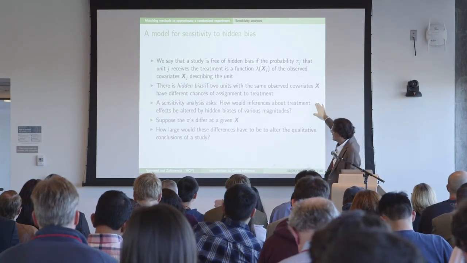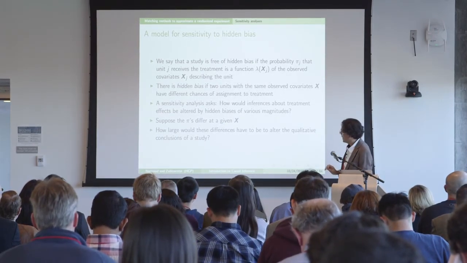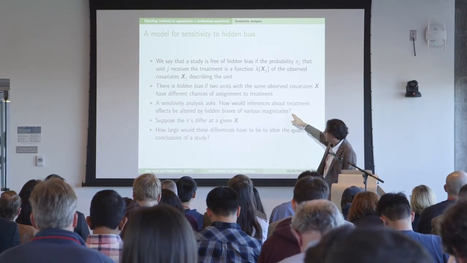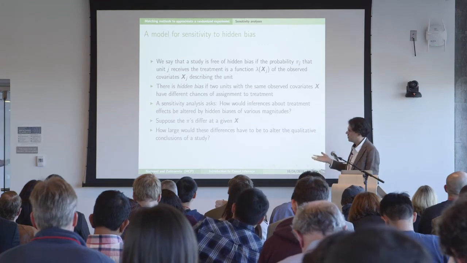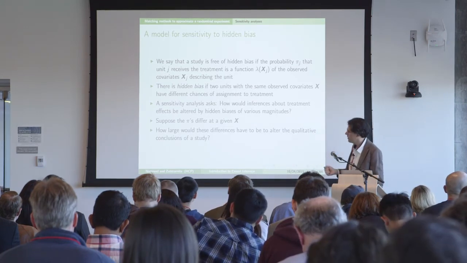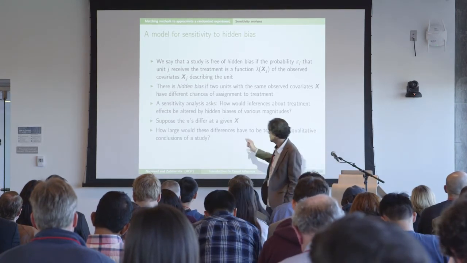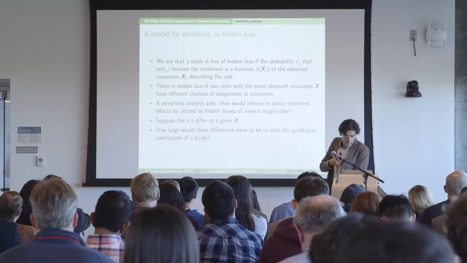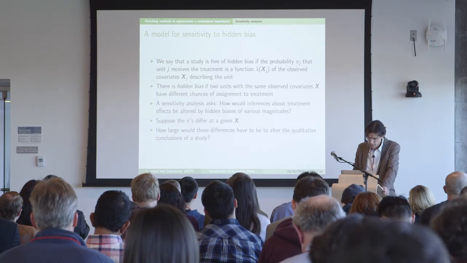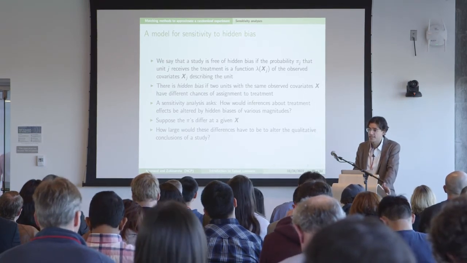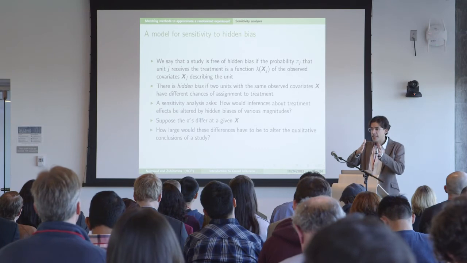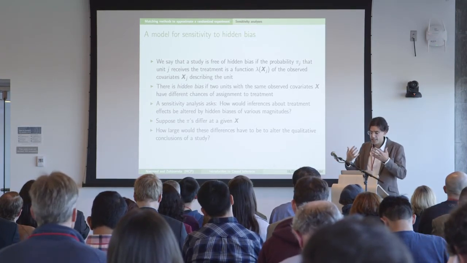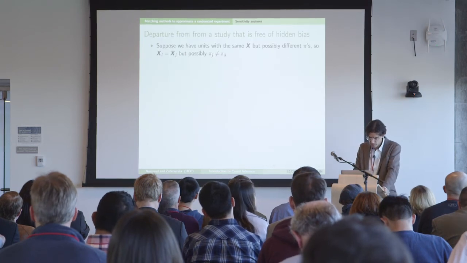And in this sensitivity analysis, we're going to ask, how would my inferences about treatment assignment change for hidden biases of different magnitudes? Okay? So we're going to suppose that units with the same X's differ in their probabilities of receiving treatments. How large would these differences need to be to change the conclusions of my study, moving a significant effect estimate to an insignificant one? So qualitatively changing the conclusions of my study.